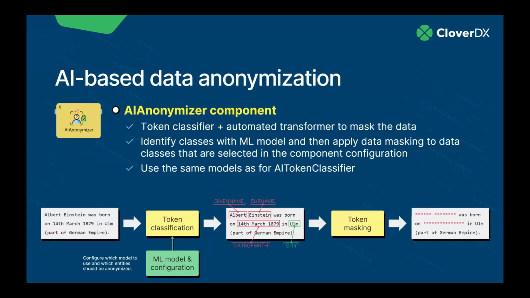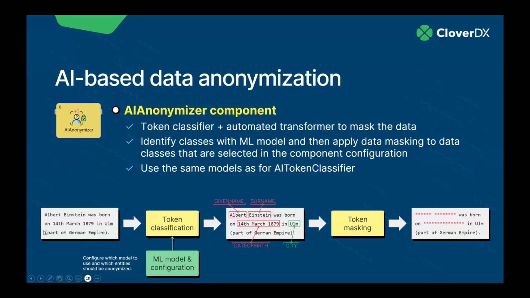We have one more component that's a bit of a mix. It's on one hand a classification component, but on the other hand, it also does data transformation. And this is the AI anonymizer component. This is essentially a combination of a token classification, which uses the machine learning model that you provide, and then an automated transformer that allows you to apply masking to the data that was flagged during the classification. You can see a little schema that shows how this works at the bottom.